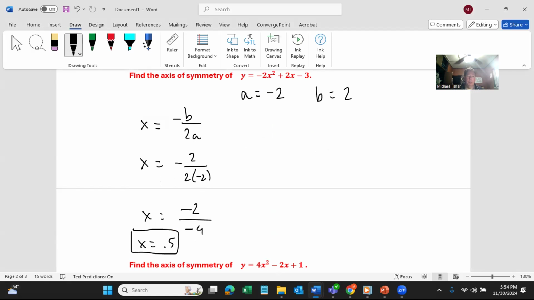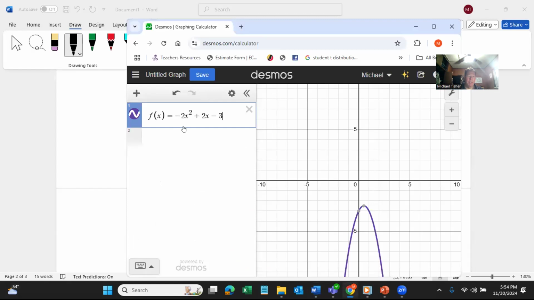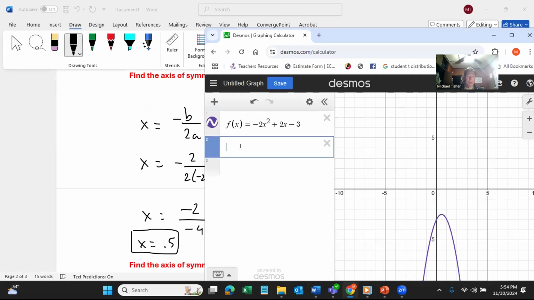Now let's look at the graph of this to confirm this. So here we have the graph of the parabola f of x equals negative 2x squared plus 2x minus 3. And now let's put in x equals 0.5. That's the green line, and as you can see, the green line cuts down the center of the parabola. Isn't that wonderful? Let's do another problem.